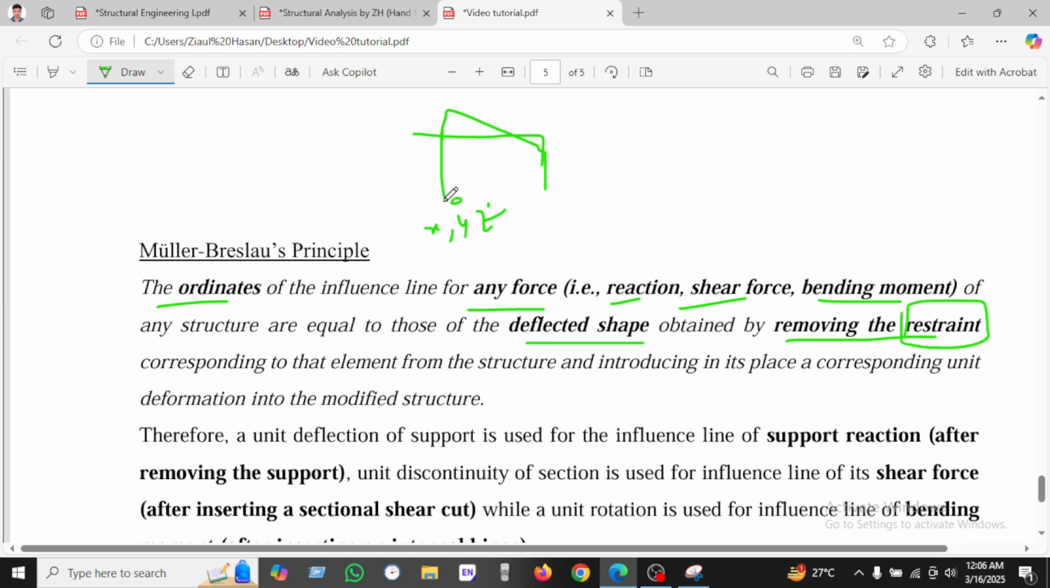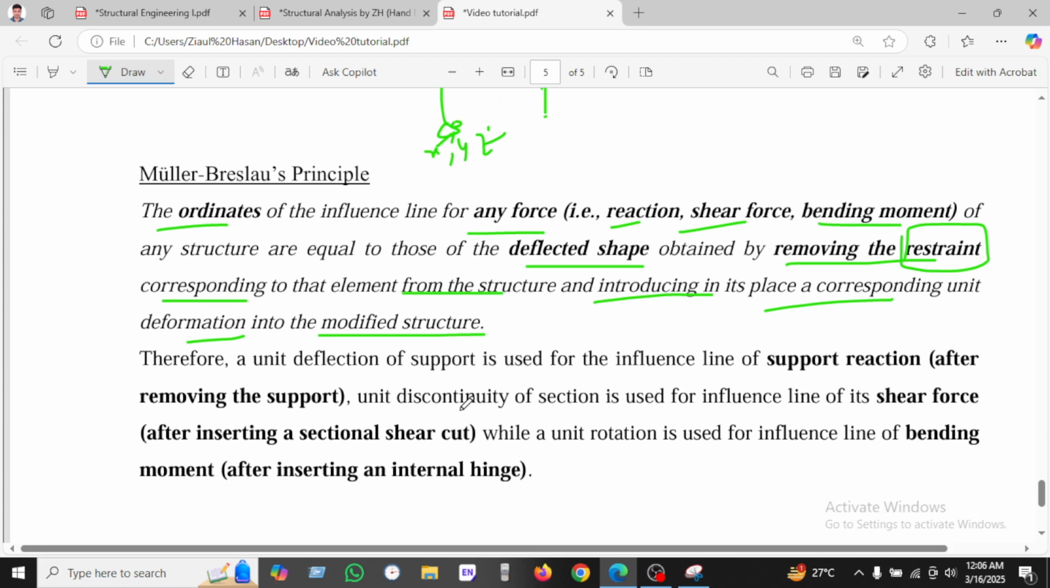Restraint means we have been removing the support. This is called restraint, and corresponding to the element that is introduced in its place, the unit deformation of the modified structure. Therefore the unit deflection shape is used as the influence line of the support reaction. So after removing the support, I am just calculating the reaction. And unit discontinuity of section is used as the influence line of the shear, after inserting a sectional cut.